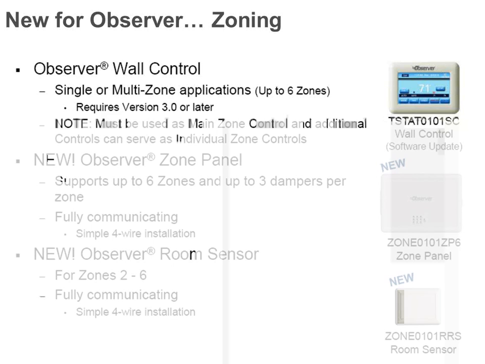So the first thing is you're using the same Observer wall control that you use on a single zone system. It can be used on single zone or on zoning. If you have one on the wall already, you can use it for zoning, but you do have to upgrade it to the most current version of software. That can be done via laptop and USB cable. On your laptop, or even a regular computer, you can download the updated software, put it onto a USB stick, and then through a cable and a USB stick, you can upload it into the thermostat itself.